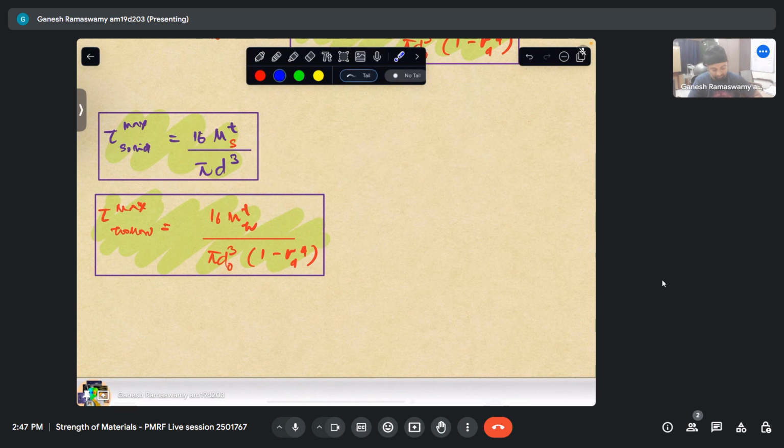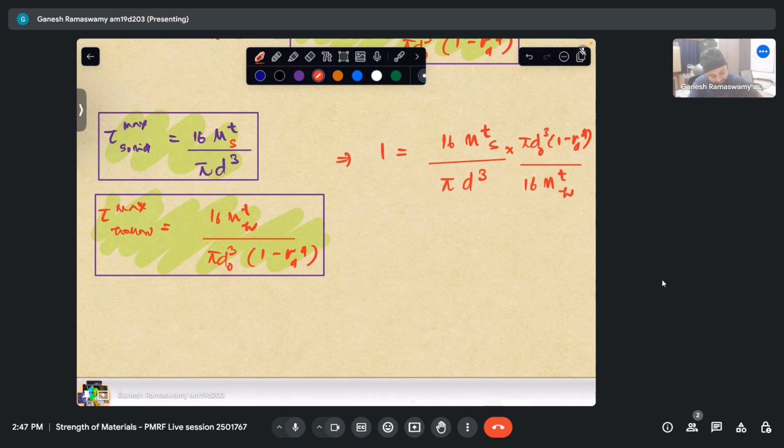So when will this be maximum? When shear stress reaches its shear strength. So these two are actually the same. Therefore, the ratio of these two gives me 1 into 16 Mt solid by pi d cubed, into pi d outer cubed into 1 minus RD power 4 by 16 Mt hollow.